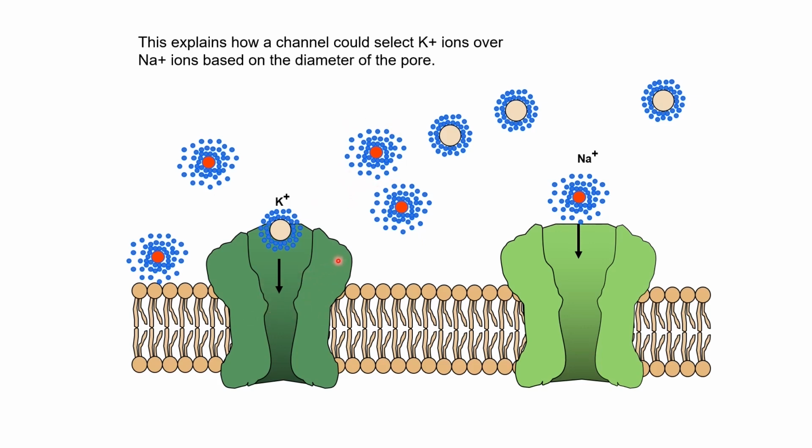But this raises the opposite problem: how does a sodium channel become specific to sodium ions? Now the sodium channel needs to have a larger pore to allow the larger hydration shells of sodium to pass through, and that pore should also allow the hydration shells of potassium to pass through. So how does this channel stop the potassium ions from passing? That becomes a puzzle.